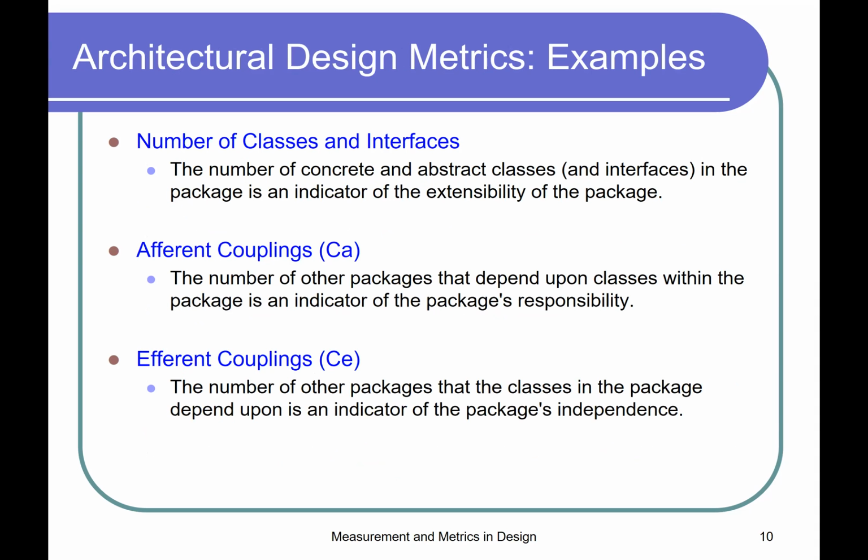Now, to the interesting part of this chapter, which is some examples of metrics. At the architectural level, for example, we have something called the number of classes and interfaces. This is the number of concrete and abstract classes in a package, an indicator of the extensibility of the package. And again, we've looked at this as the abstraction metric that we looked at towards the end of the last chapter. Basically, the more abstract something is, the more I can use it and extend it.